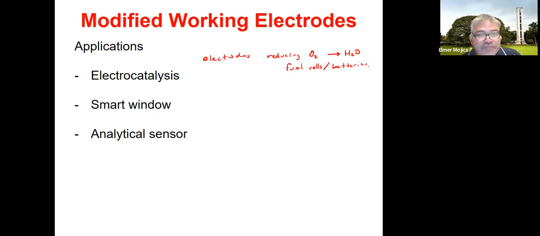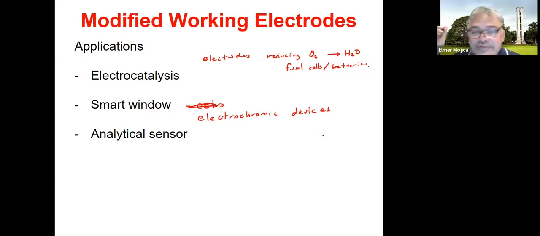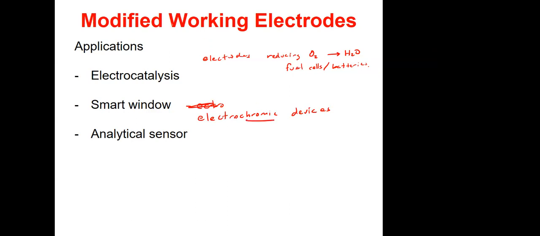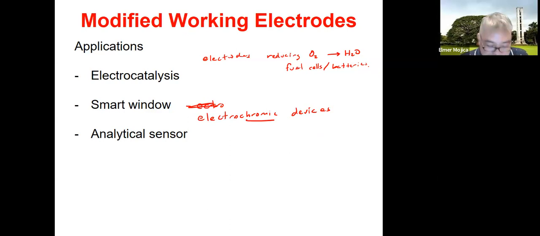Now, another application of these modified electrodes is this, what? Smart window. Okay. So the one that you're taking advantage of here is the so-called electrochromic. So what does it mean? Electrochromic devices. What does chromic mean? Colors, po, sir. Colors, okay? So what you do here, you're developing electrochromic devices. What it does is, when it undergoes a redox reaction, it can change color, whether it is oxidized or reduced.